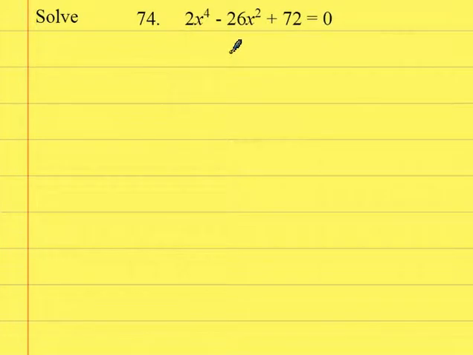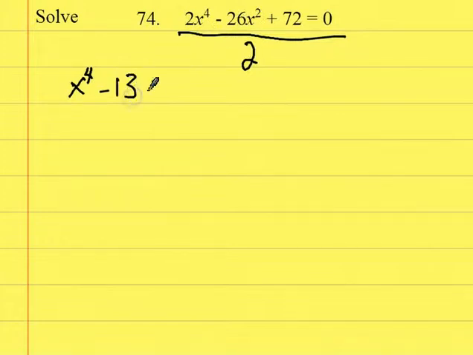Well, first thing we should always do when we're trying to solve is see if we can take out a greatest common factor, especially a number that we can divide and simplify our equations. In this case, we see that that's 2, 26, 72. What number do all of them have in common? Well, we can divide everything by 2 to make this a little simpler. So we get x to the 4th minus, 26 divided by 2, excuse me, is 13x squared. And then 72 divided by 2 is 36.